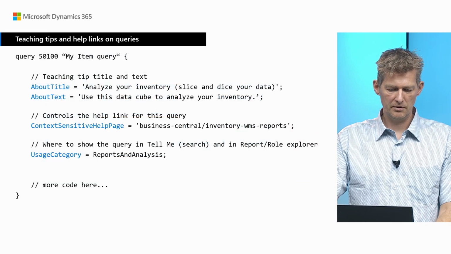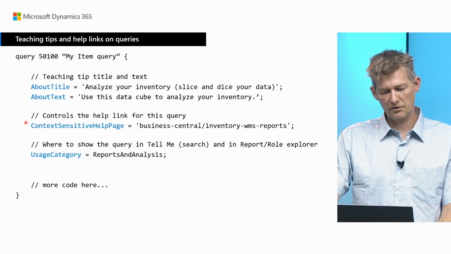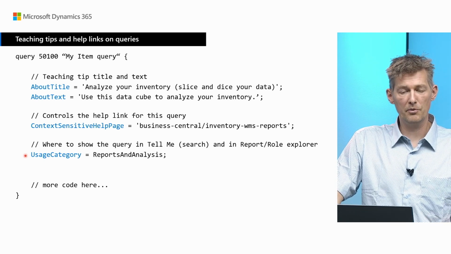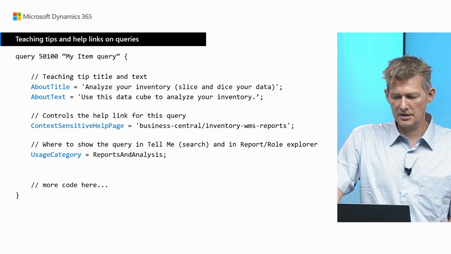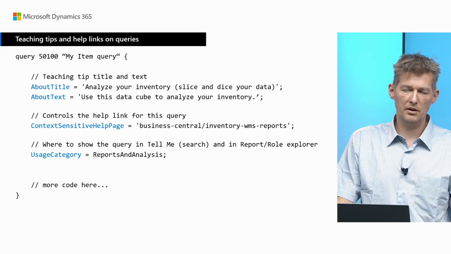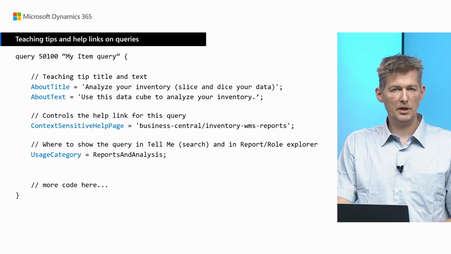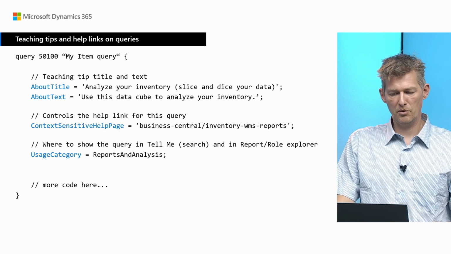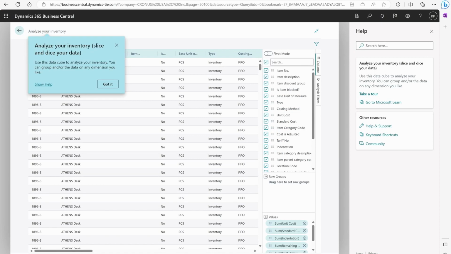For queries, exact same thing: about title, about text, context-sensitive help page, and a new kid on the block, usage category for queries. If you set this to reports and analysis, at least in version 23.1, it will also show up in Tell Me Help and in Report Explorer. Same thing here for queries. You get these context-specific help, and you get the teaching tips.